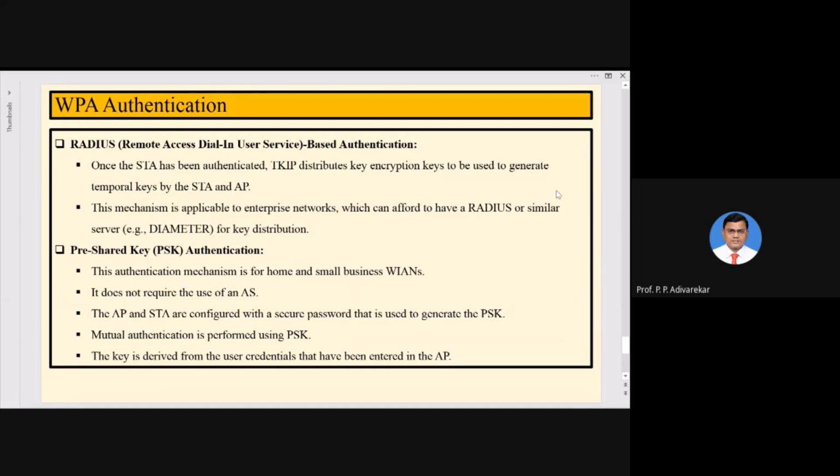So there is a multi-level security provided. This mechanism is applicable only to enterprise networks, which can afford to have a separate server for key distribution. The job of that server is to distribute the keys. So key encryption keys are used for encrypting information, which is shared with the station by the access point in order to regenerate the temporal keys.